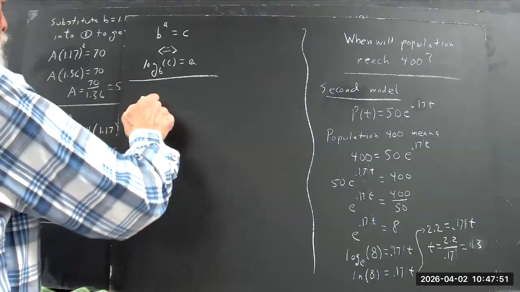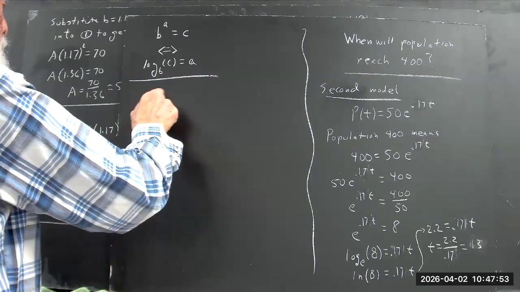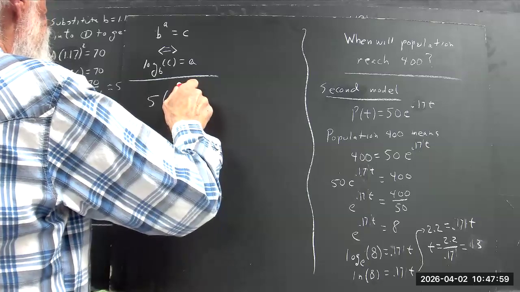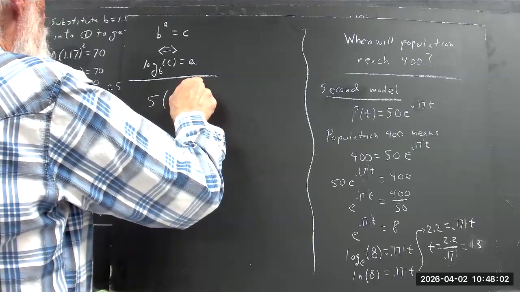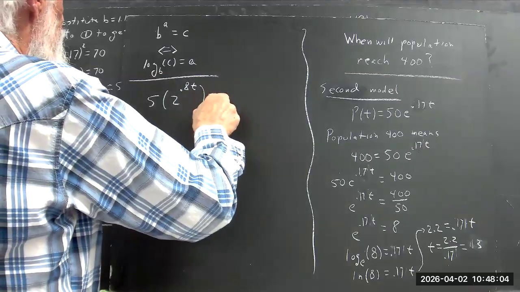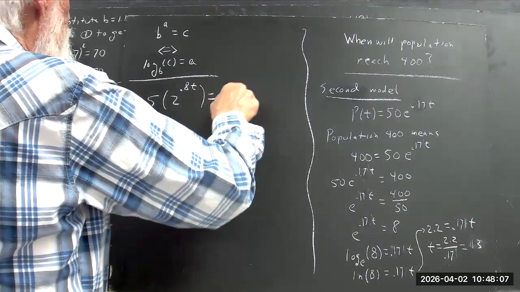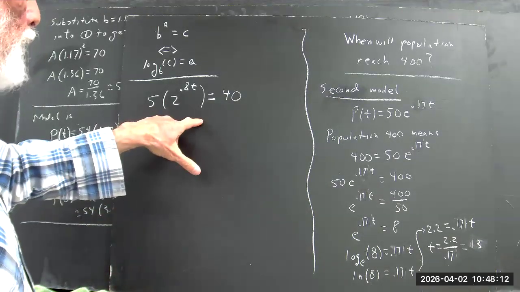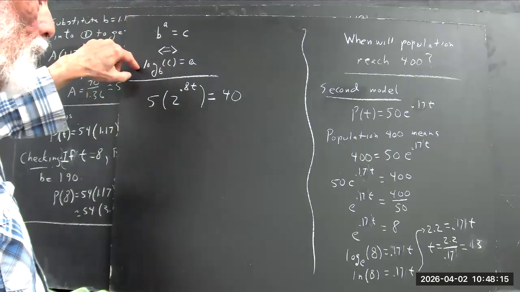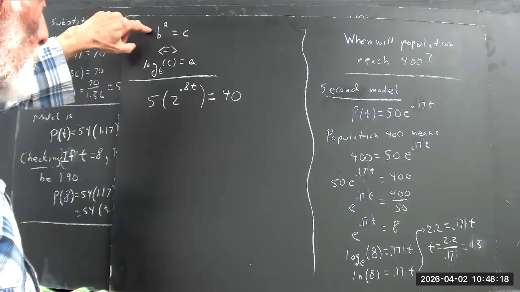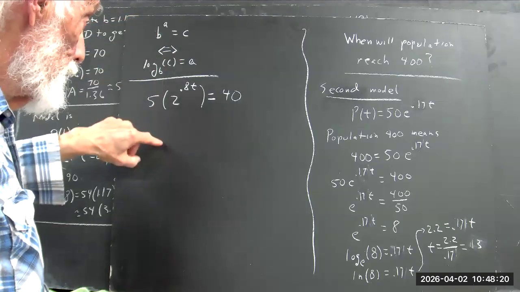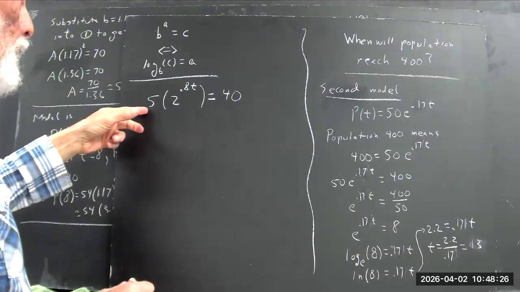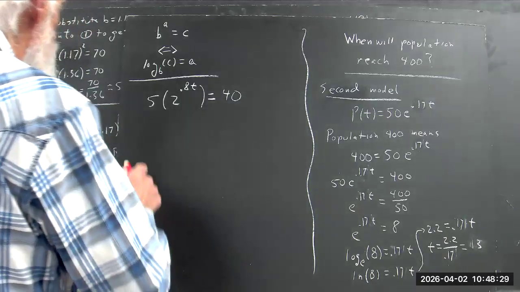If you have an equation like 5 times 2 to the 0.8t equals 40, what are you going to do with that equation? That equation is not in this form, and it's not in this form. It has to be in this form. It isn't, but you can easily write an equivalent equation that is in that form just by dividing both sides by 5.